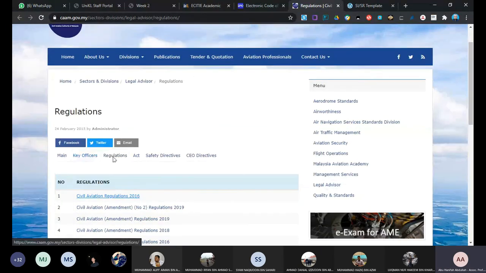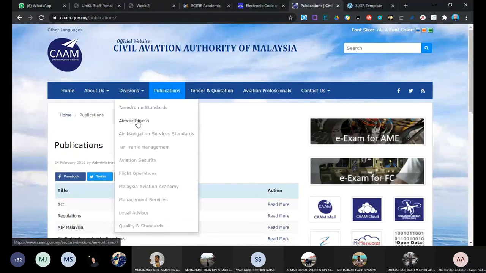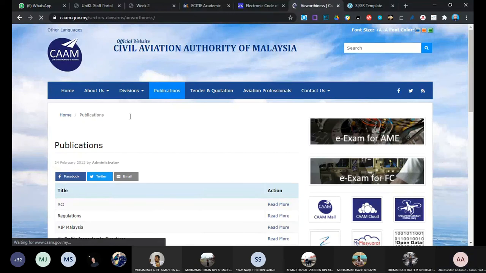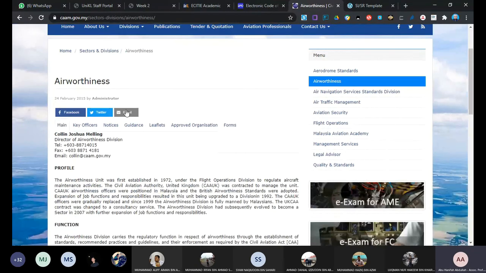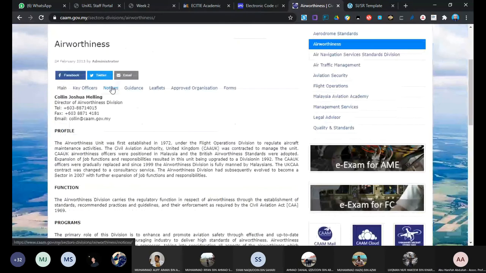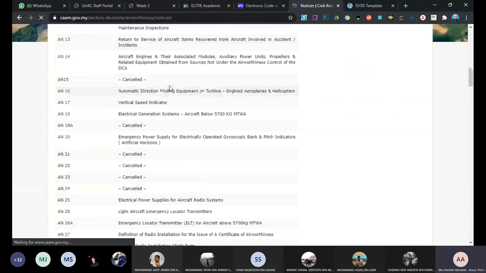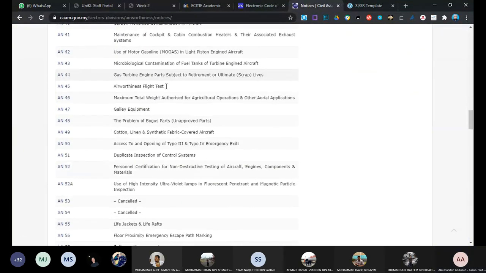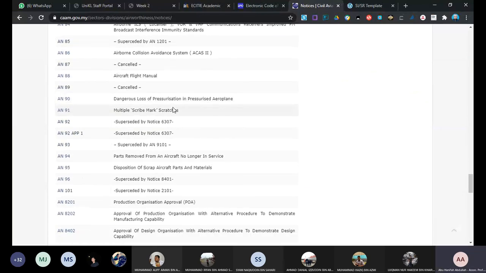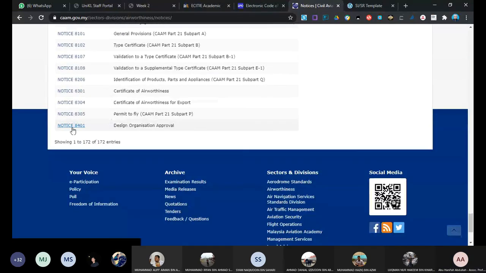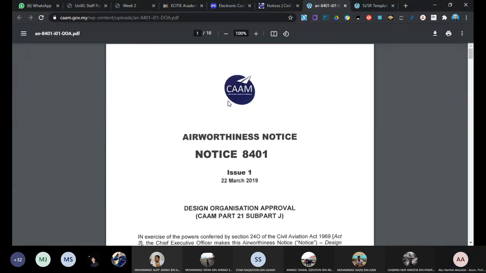requirement in the... you go to awareness, you go to notices, and then you go to 8401. Okay. Design organization approval. You see the page? Okay. Notice 8401, design organization approval.